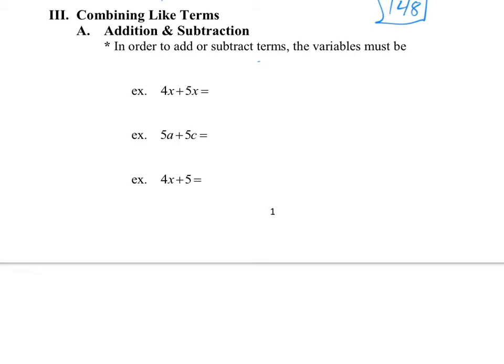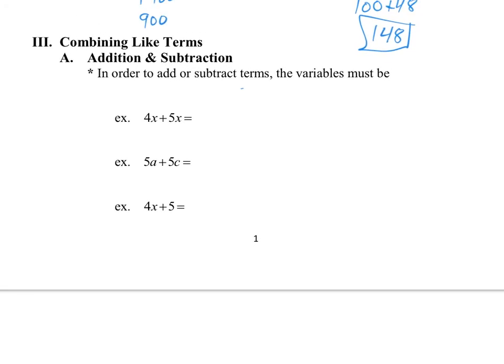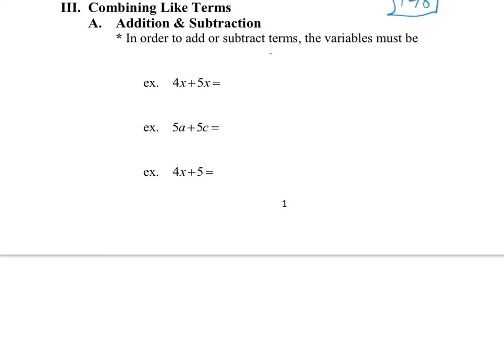So if you have like terms, there's certain rules that apply for this letter A, addition, subtraction. There's different rules that apply for multiplication and division. That's why it's letter B. So in order to add or subtract terms, the variables must be exactly, I'm going to do that in all caps for dramatic emphasis. It must be exactly the same.